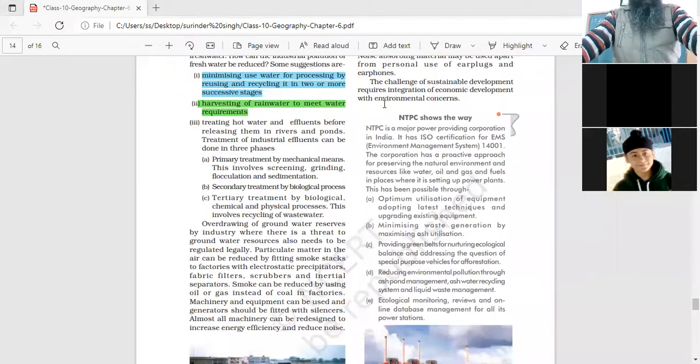Sixth is the treatment of industrial effluents. It can be done in three stages. The primary stage includes grinding, screening, flocculation, and sedimentation of waste by mechanical means. Clear?